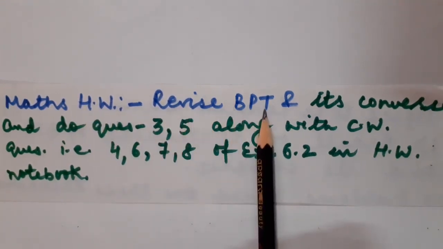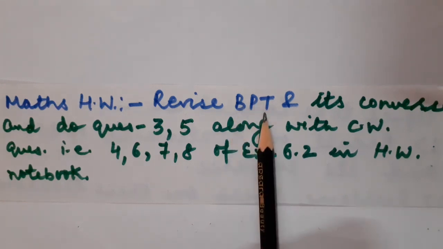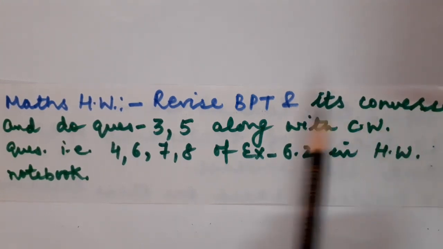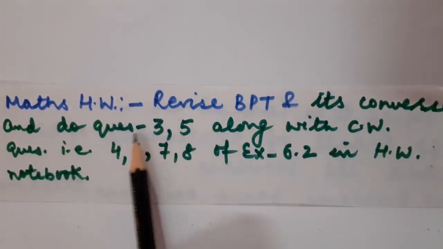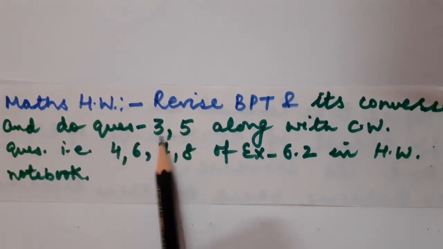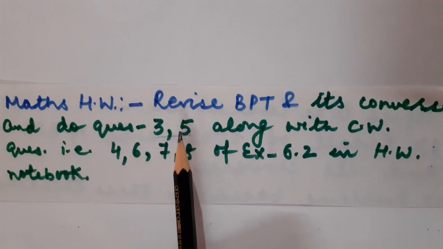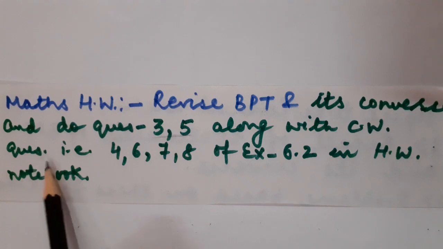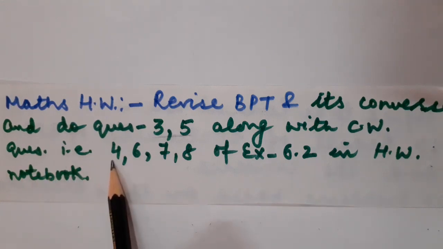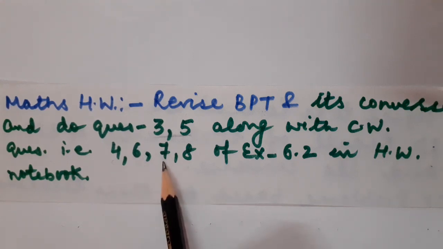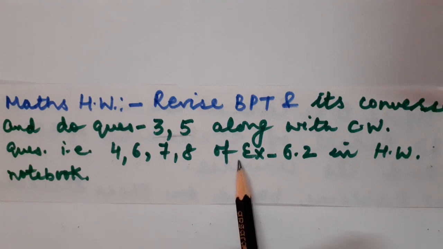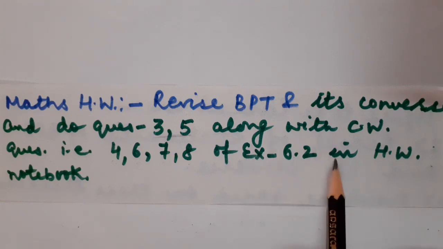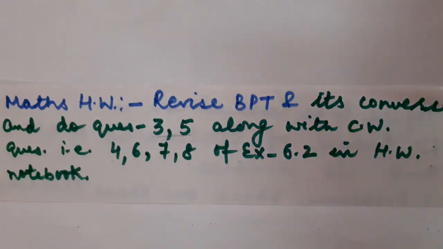Revise BPT, that is actually known as basic proportionality theorem, as well as Thales theorem and its converse. And children, you have to do the questions 3rd and 5th in which the application of BPT, its corollary as well as its converse is required, along with the classwork questions. Which classwork questions I have covered in today's lecture? That is question number 4, 6, 7 and 8 of exercise 6.2 in the homework notebook. Fine, children?